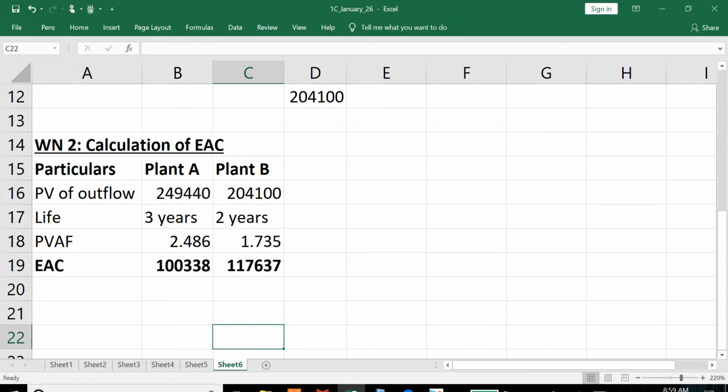Plant A has higher present value of outflow, but still we end up selecting plant A. The reason for that is it has lower equated annual cost. The life of plant A is 3 years, so for 3 years we indirectly spend 249,440. For the other plant, for 2 years we spend 2,04,100. So we end up selecting plant A.